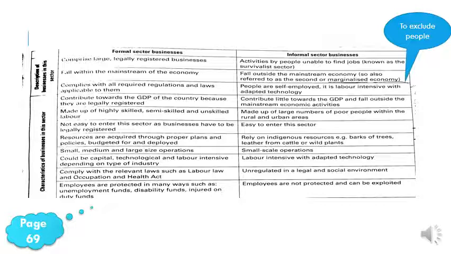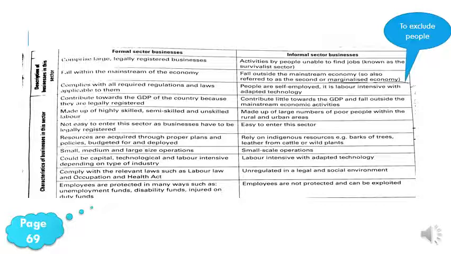They comply with the relevant laws such as labor law and Occupational and Health Act, which means that they need to be registered with the Labor Department, need to be registered for the Occupational Health and Safety Act. So if somebody gets injured, that the company can actually help that person. Employees are protected in many ways, such as the unemployment fund, disability funds, injury on duty, etc. Okay, so basically in the formal sector, they do not only look after the employer, they also look after the employee.